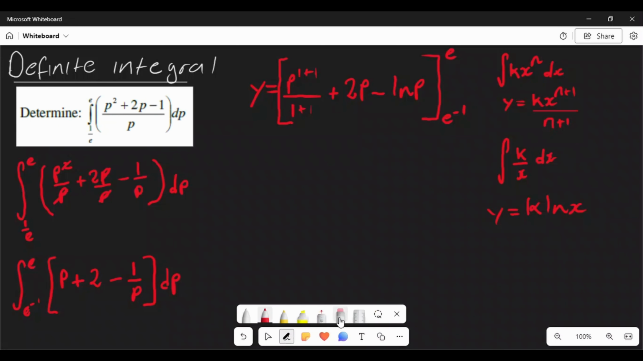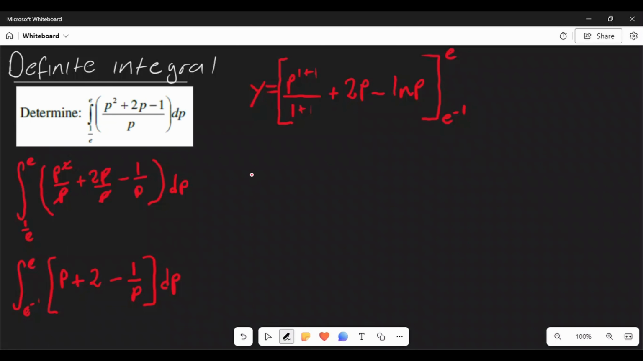But then we are not finished. We need to substitute. But before we substitute, guys, we need to simplify it further. So we're going to say y is equal to, the first bracket is the integral of this part with the upper limit. So this is going to be p squared over 2 plus 2p minus natural log p, by the way, and then we have the upper limit. Then the second bracket is subtract the first bracket with the lower limit. So it's going to be the very same integral, but this time around we're going to have the lower limit.